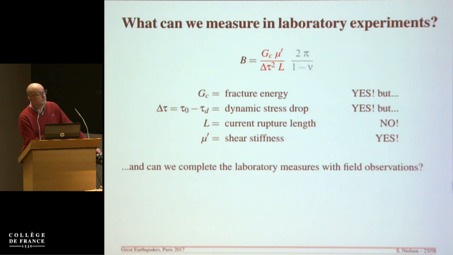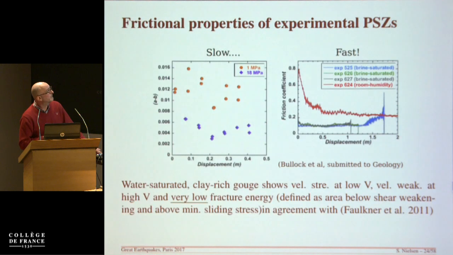Current length, of course, we don't have a characteristic length in the lab, not for rotary shear experiments, which are the same kind here as those that Giulio showed earlier on, and of course the shear stiffness. And so we have a partial view from the lab. How can we compare it to field observation?